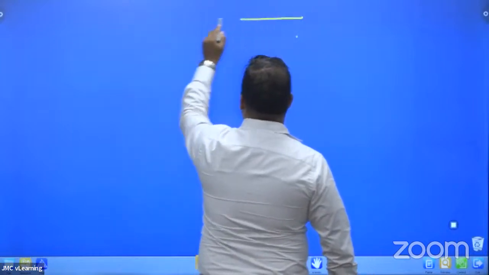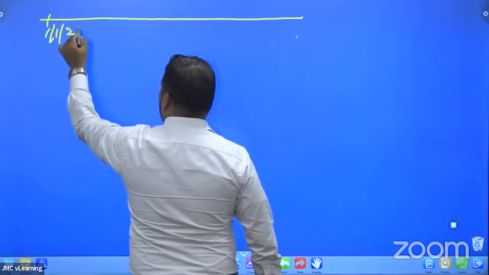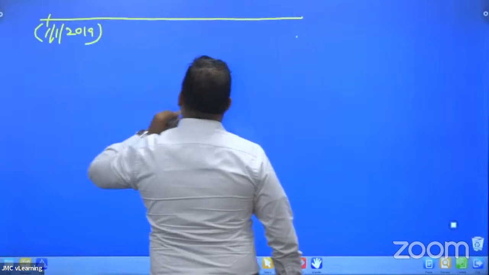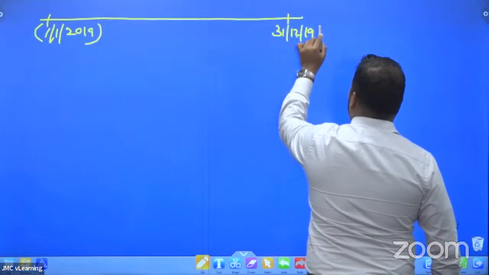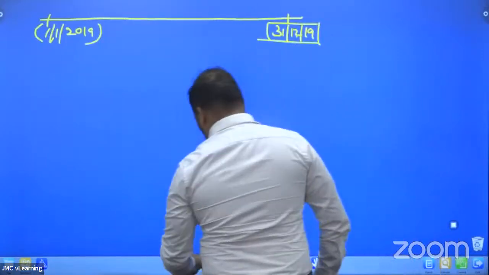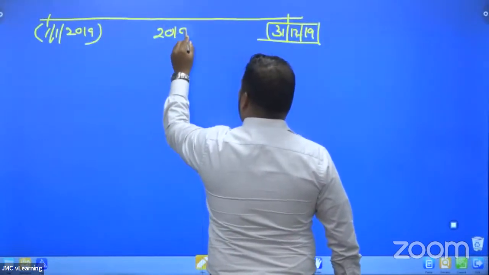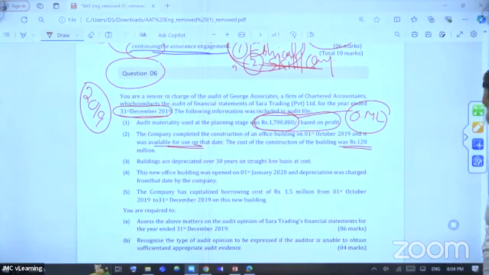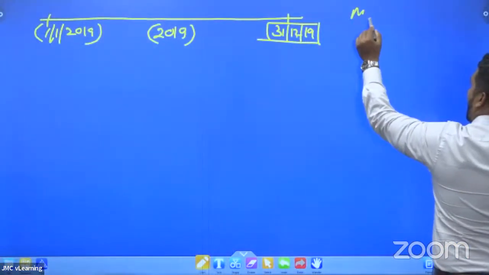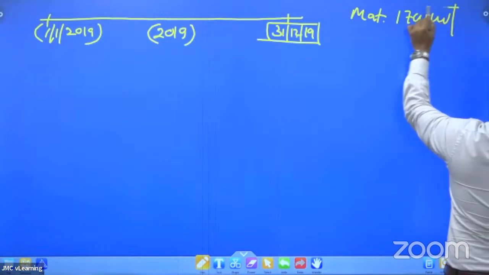The accounting period starts from 1st of January 2019 and ends on 31st December 2019. So as an auditor, you are basically auditing the financial period of 2019. Clear? Okay, so the materiality level, which is decided at the planning stage, is basically 1.7 million.